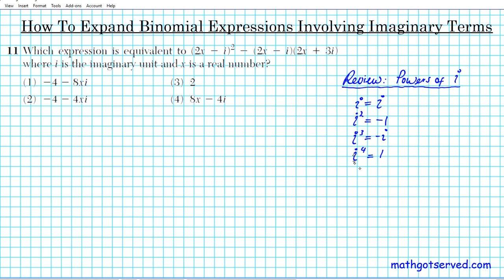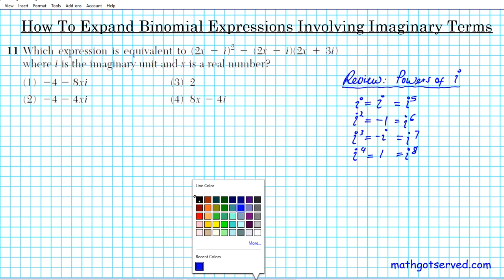Now, why do you need to know the first four? Well, this pattern repeats itself. If you want to find i to the fifth power, it is exactly the same thing as i because it's i times i to the fourth. And it is i squared for i to the sixth for the same reason, then i to the seventh, i to the eighth, and the pattern continues.